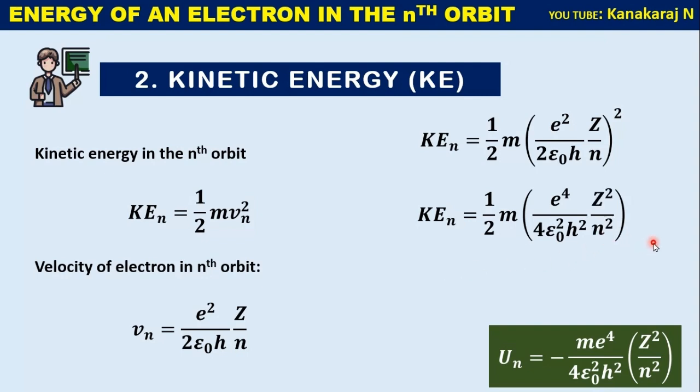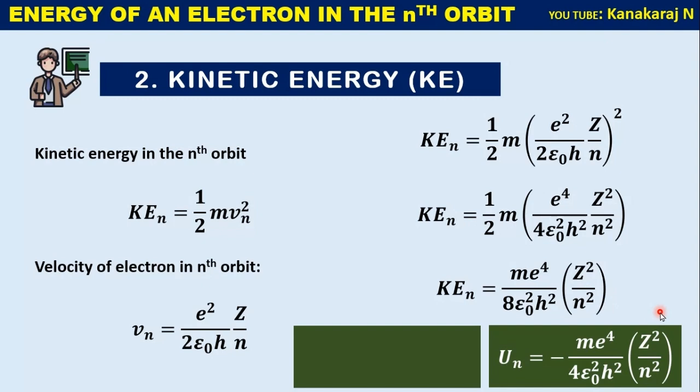Let us simplify this term. So we get Ken equals m e power 4 divided by 8 epsilon naught square h square, multiplied within brackets by Z square divided by n square. Let us bring it for future reference. So kinetic energy Ken equals m e power 4 divided by 8 epsilon naught square h square, multiplied by Z square divided by n square. Good.